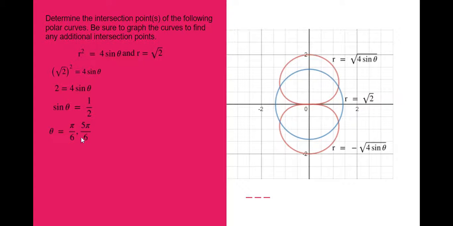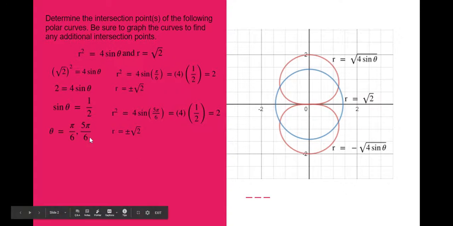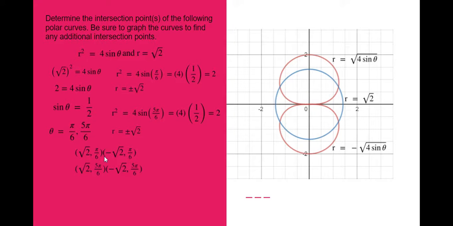Now we have to plug these two theta values back into the r squared equation, which we'll do for the first one there. We'll get r equals positive and negative square root of 2, and then we'll do it for the second theta value, which also gives us r equals positive and negative square root of 2. And now we're going to create the 4 points using r equals positive square root of 2 and negative square root of 2 for both theta values. So there are all 4.